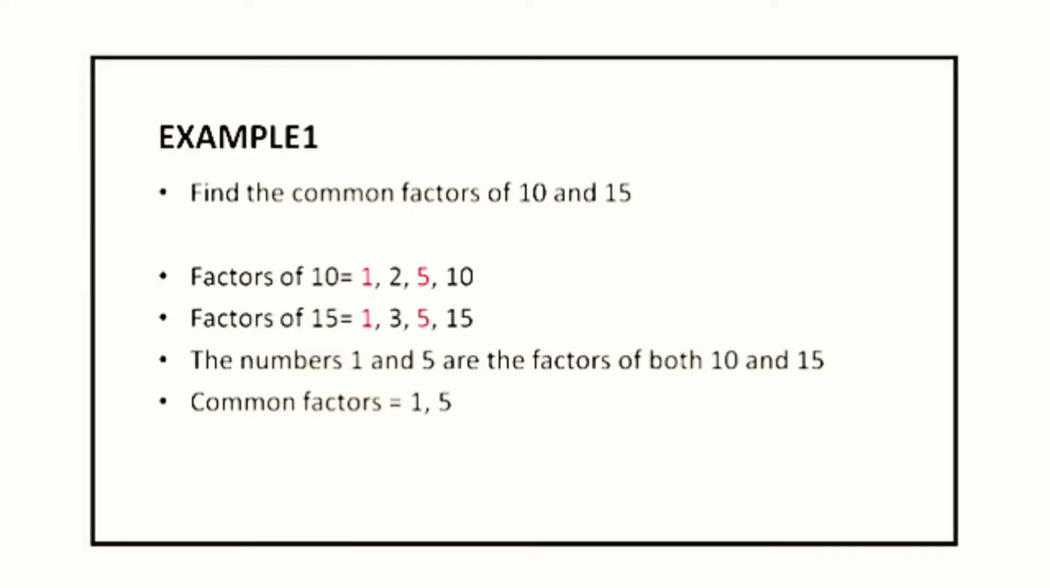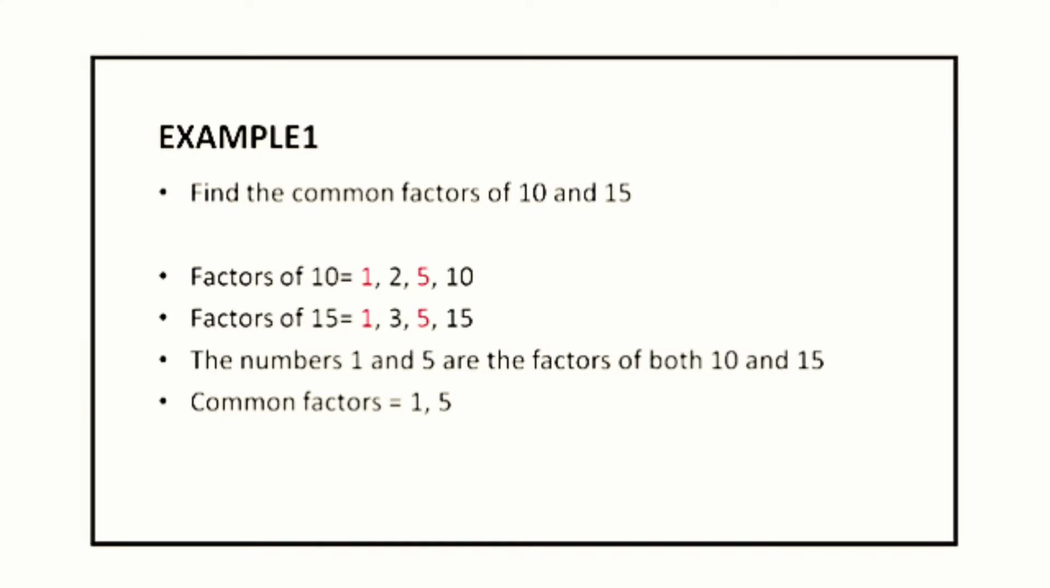Let us explain using an example. Find the common factors of 10 and 15. So, step number 1, write down the factors of 10, write down the factors of 15. Step number 2, determine the factors that are common to both 10 and 15, and those will be the common factors of 10 and 15.